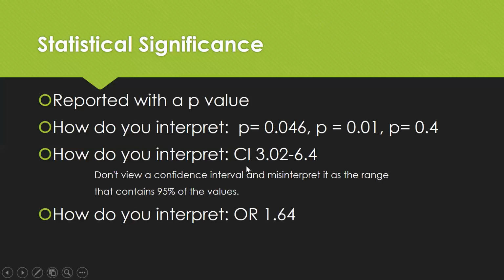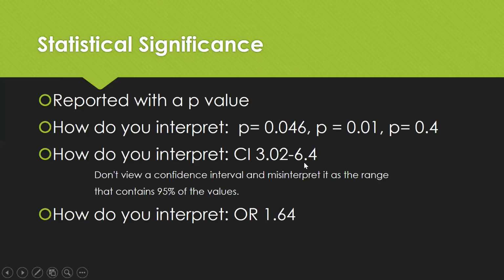Now, how would you interpret this confidence interval of 3.02 to 6.4? We don't really have any context. We don't know what kind of number. There's no label on this. But what this means is the true population mean falls somewhere between 3.02 to 6.4 if this was, for say, a 95% confidence interval.